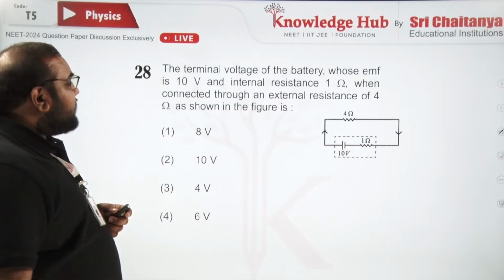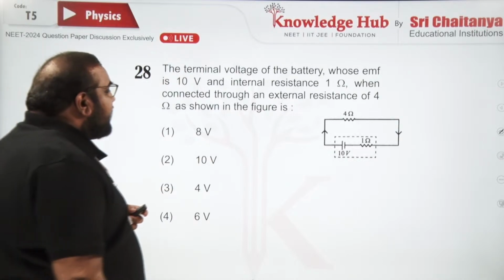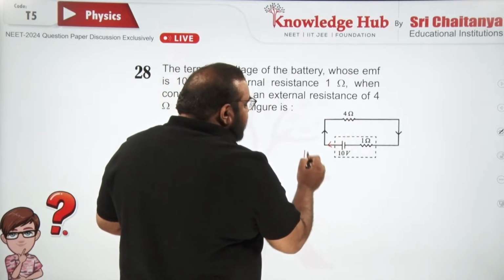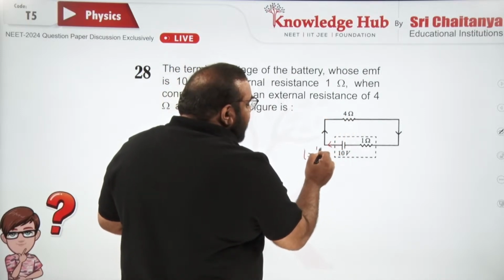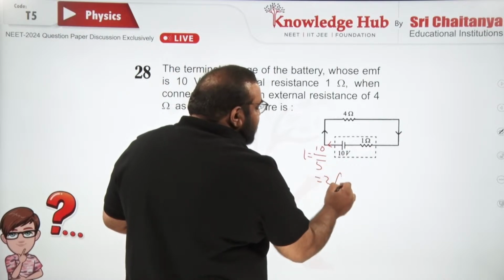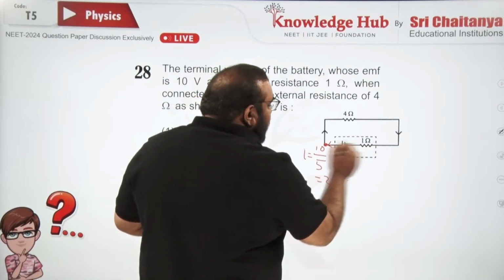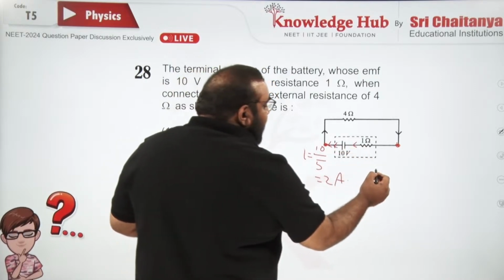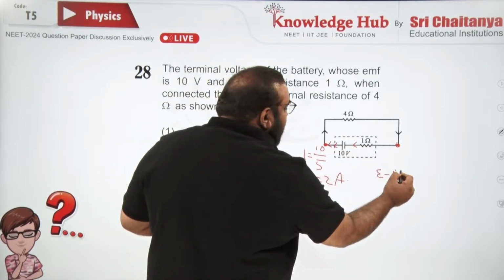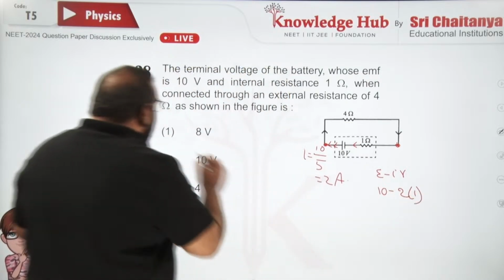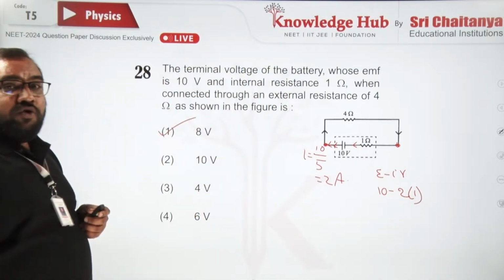The terminal voltage of the battery whose EMF is 10 volt and internal resistance 1 ohm. First, let us calculate the current here. The battery gives the current, net voltage upon net resistance, which is nothing but 2 amperes. And here terminal voltage, if you want to calculate, it acts as a source. So the terminal voltage is E minus Ir. So 10 minus 2 into 1. So that is 8 volt. Very good. Let us go for the next question.